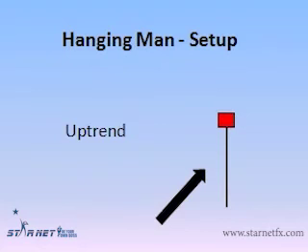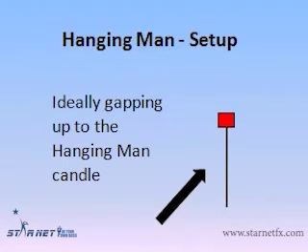The setup leading into a valid hanging man reversal pattern must be an uptrend. If you don't have an uptrend, then it's not a valid pattern. And ideally, if we're sticking again with strict textbook definitions, we'll see a gap up from the close of the preceding candle to the open of the hanging man candle. Of course, this won't apply on continuous markets such as Forex.